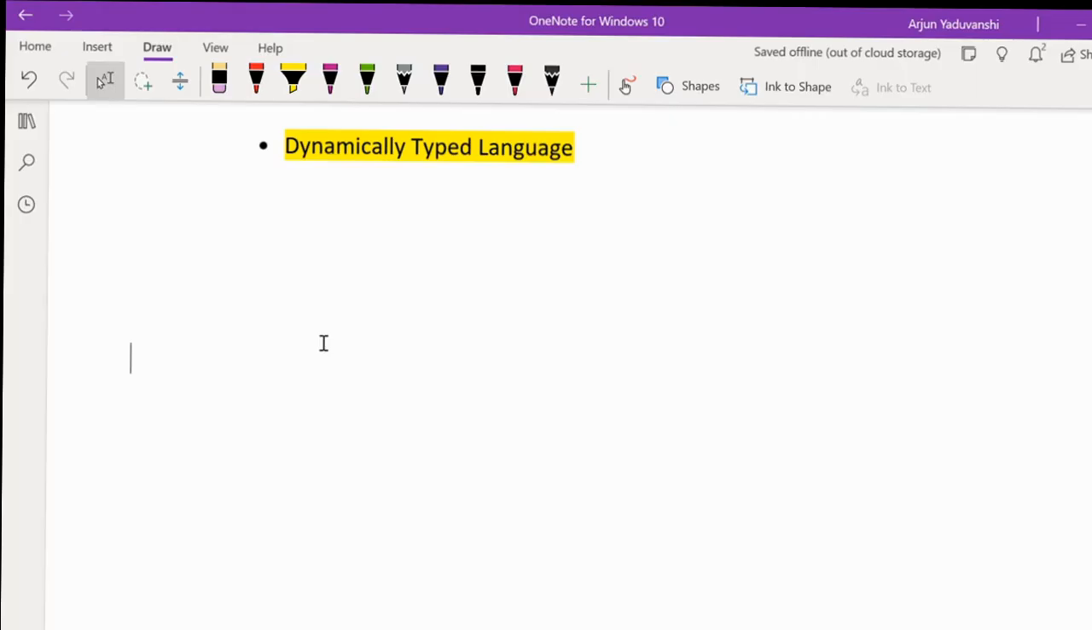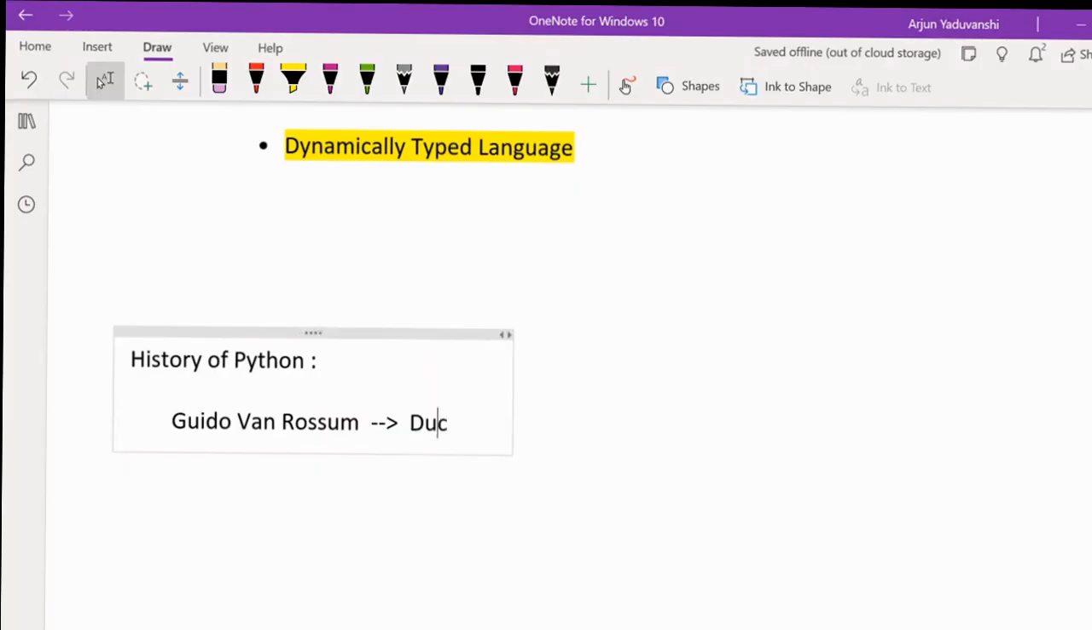So now, what is the history of Python? See, actually, there was a gentleman by the name Guido van Rossum. Okay, his name is Guido van Rossum. Now this person is a Dutch programmer. He is a Dutch guy. Dutch means he is from the Netherlands. Now, this Netherlands earlier was also called Holland.